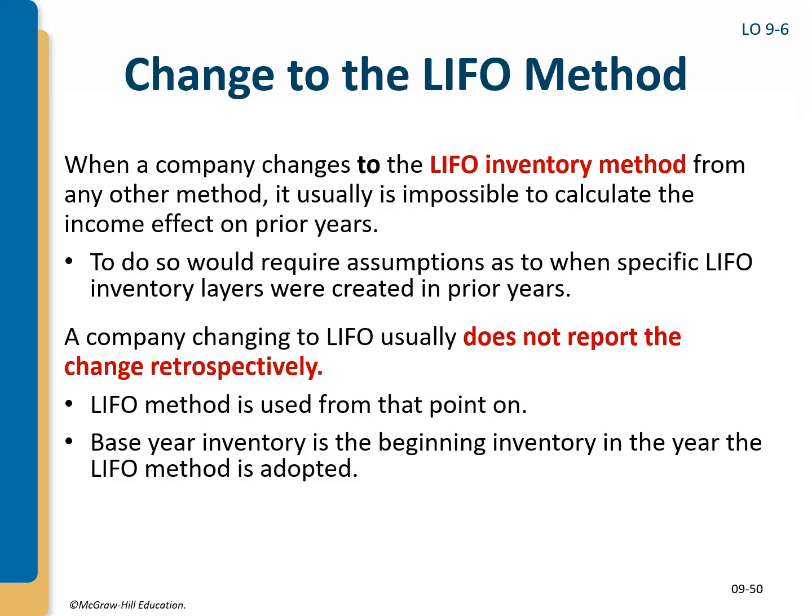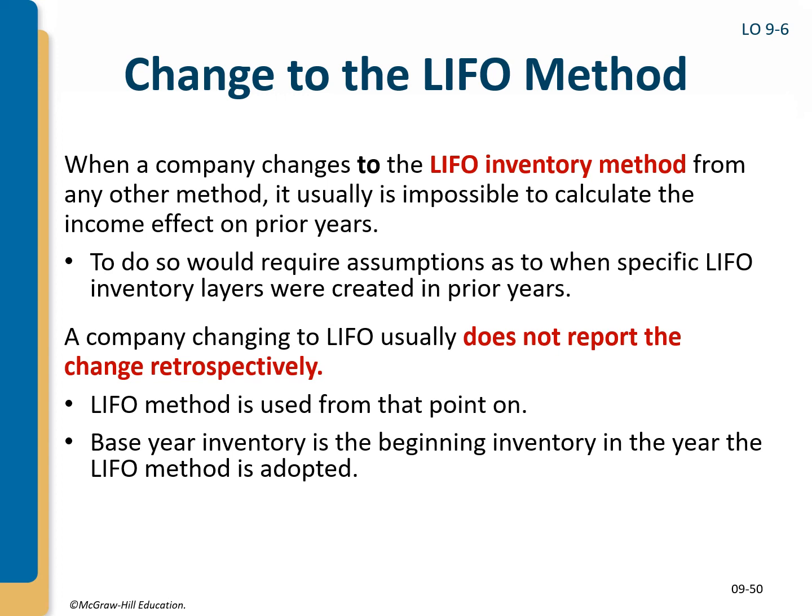When a company changes to LIFO from any other method, it usually is impossible to calculate the income effect on prior years. To do so would require assumptions as to what specific LIFO inventory layers were created in prior years. So a company changing to LIFO usually does not have to report the change retrospectively, like we just saw. Remember, they said if they had used FIFO, the inventory balance would be at this amount, and you have to change it to reflect that amount. Well, when you use LIFO, it's almost impossible to do that.